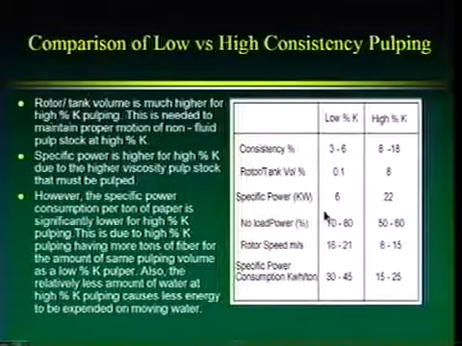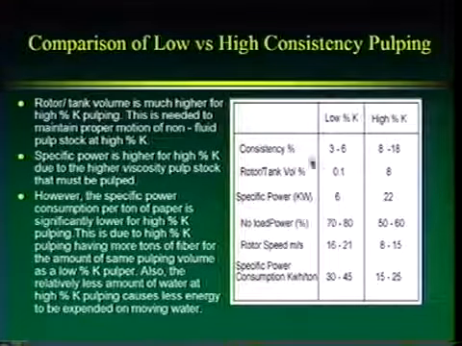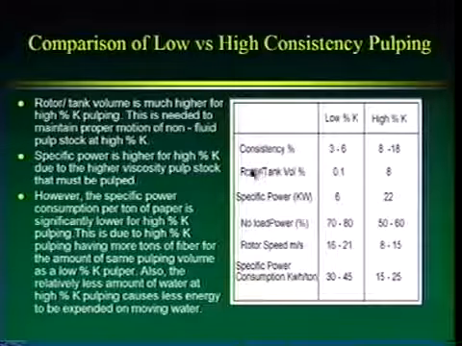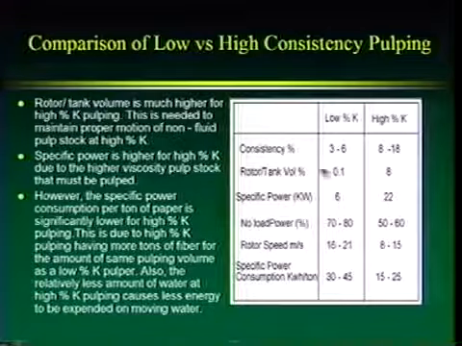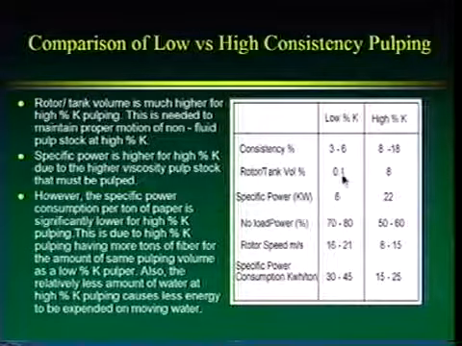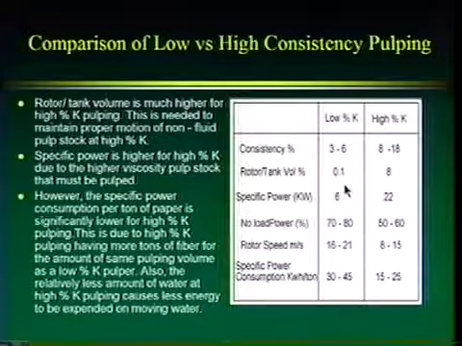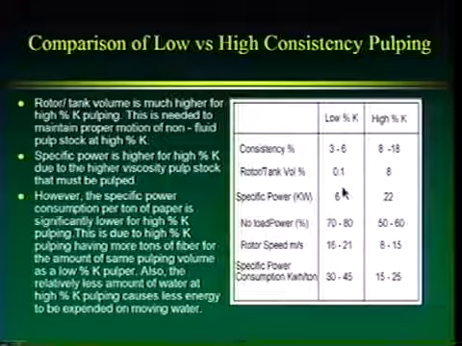Okay, so to compare low versus high consistency pulping, I've generated this table. The first thing we'll notice is this is low consistency and this is high consistency. Consistency is, again, around 5% for low, around 15% for high. The rotor divided by the tank volume, first thing we'll notice, for low consistency, it's about 0.1%. So that means that 0.1% of the tank volume is occupied by the rotor, a very small amount.